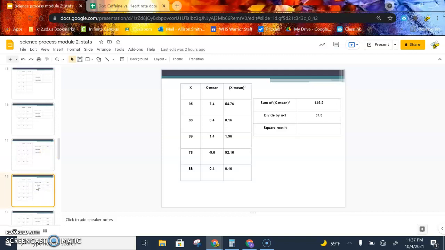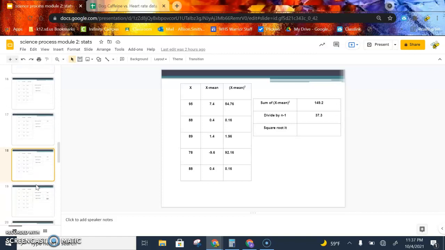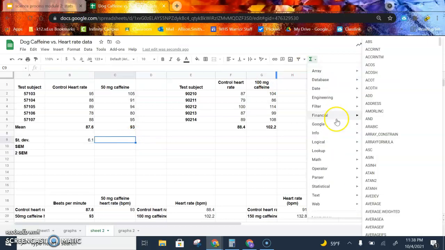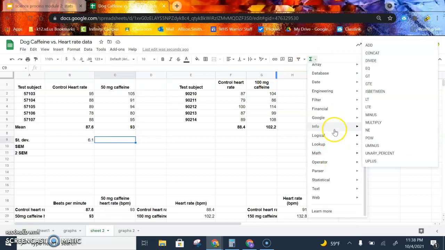Very last step, I have to take the square root. So the square root of 37.3 is 6.1. And so when I come back here to this group of dogs right here, after I've calculated the standard deviation, I end up with 6.1. Now, I'm going to do that exact same thing for all of my other dog groups. So it's going to take some time for me to calculate this. Oh, but I can use the masterful spreadsheet to actually calculate standard deviations for me. So never mind my cheating here.